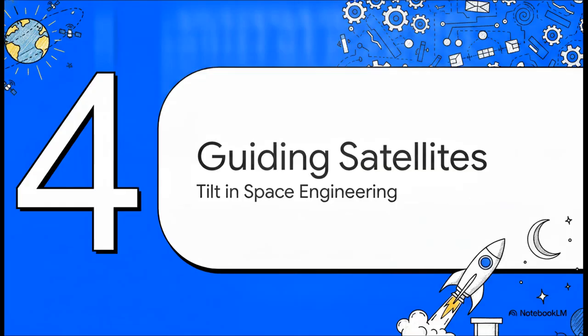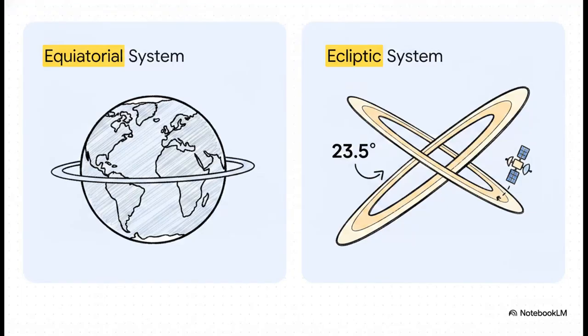Section 4. Guiding satellites in space. Tilt in space engineering. Okay, let's pivot and see how this builds from sunny days on Earth to the high-stakes world of spacecraft engineering. To put something into space and keep it fully operational, you need to know exactly where it is at all times.